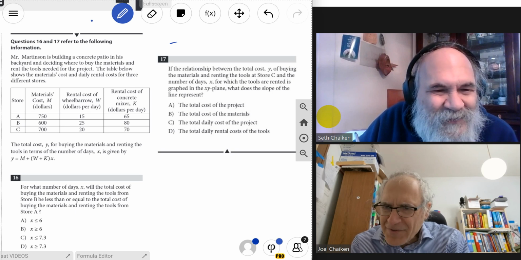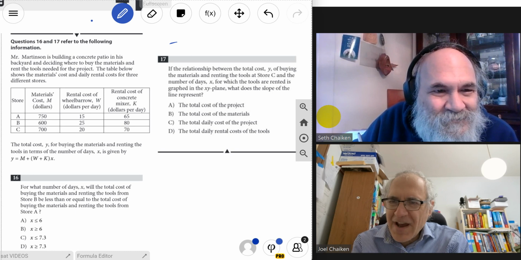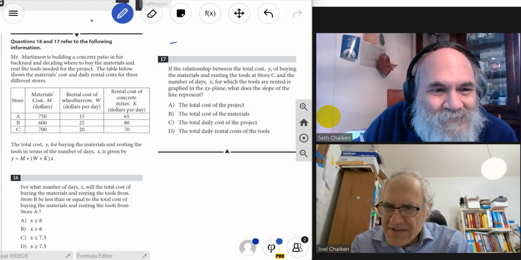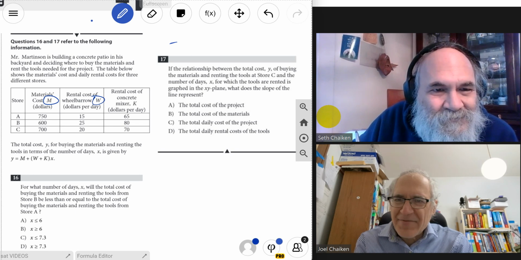Wait, we have to know what M, W, and K are. Oh, I see. Those are the materials, the wheelbarrows, and the K. And X is the number of days. Got it. Yeah, everything has to be defined.